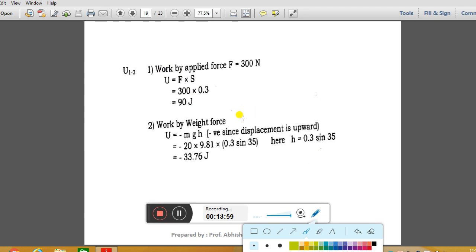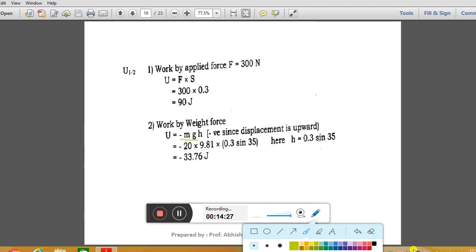Now we'll calculate work done by the weight force. Work done by the weight force can be calculated by this equation, U is equal to minus mgh. Why have we taken a negative sign here? Because the displacement is upward, or we can say the final position occupied by the block is upward. So we'll take the negative sign. So minus mgh, this equation we will use.